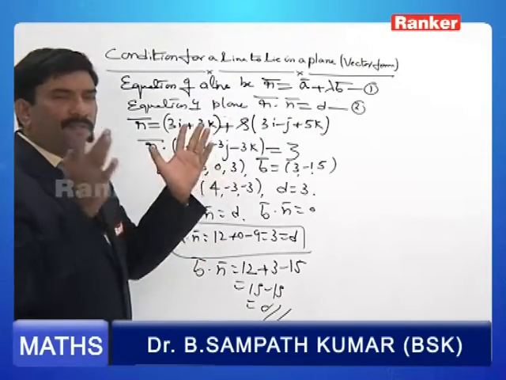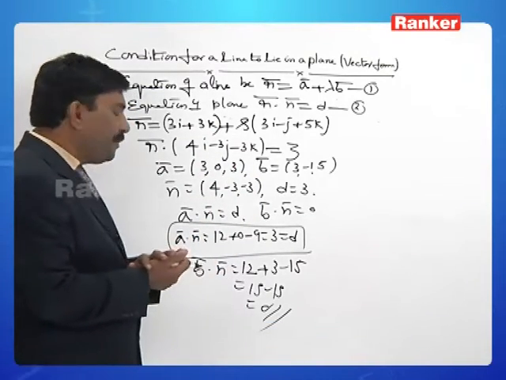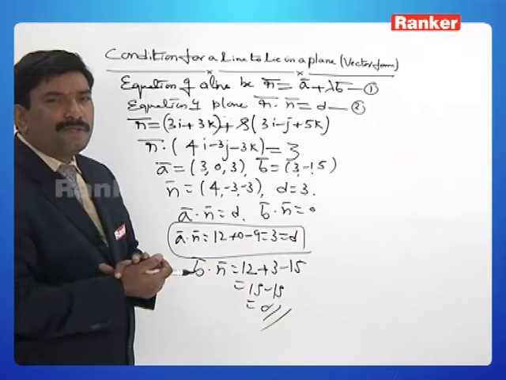What are the conditions in vector form? The conditions are a bar dot n bar is equal to d and b bar dot n bar is equal to 0.